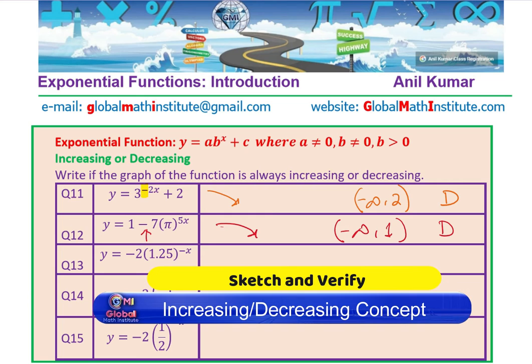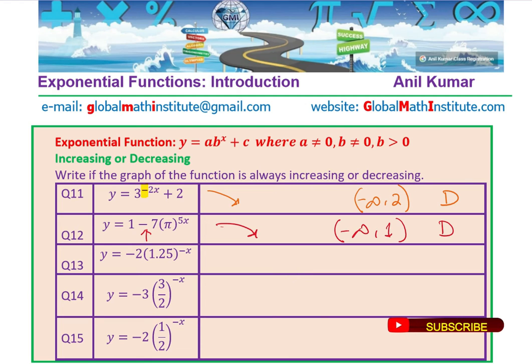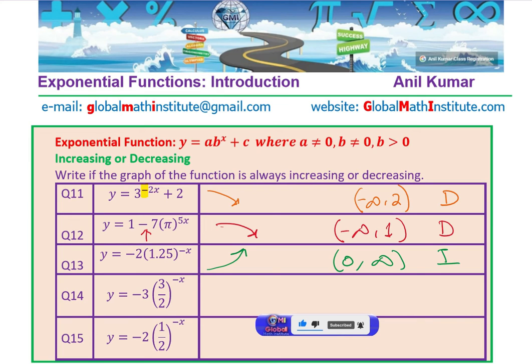Let's look into the next one, which is minus 2, 1.25 to the power of minus x. That minus x makes it 1 over 1.25, therefore it should be decreasing. However, we have a negative sign here, and that makes the reflection increasing, right? And that is from 0 to infinity, right? So it could be tricky. So carefully look at the equation and then answer.